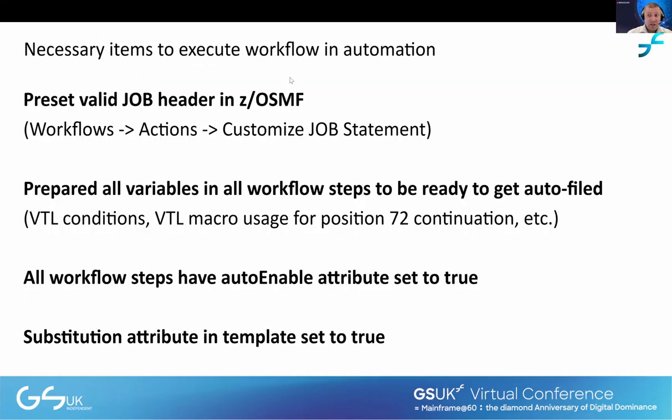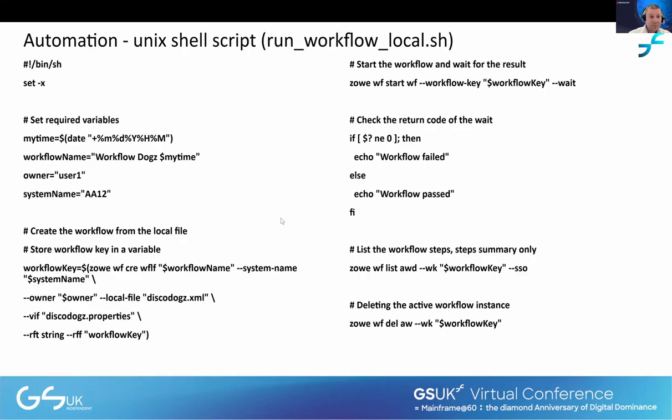So as I said, the necessary items for automation are the job header, preparing all steps and JCLs with the VTL macro modifications. All workflow steps have to be auto-enabled, and the substitution attribute in the template is set to true. So technically, if you follow this, then your workflow is automatically executable.